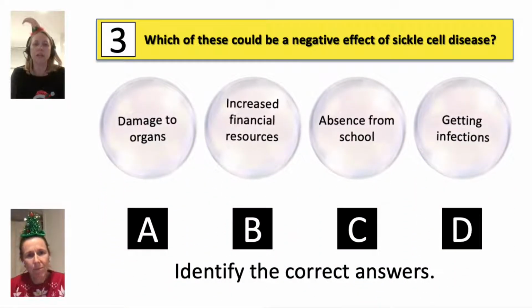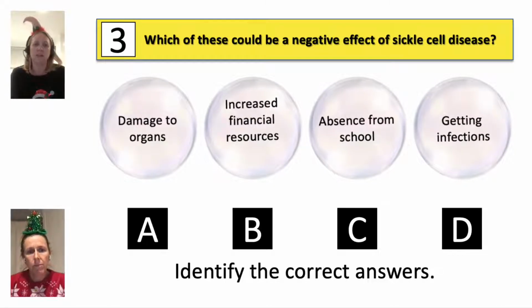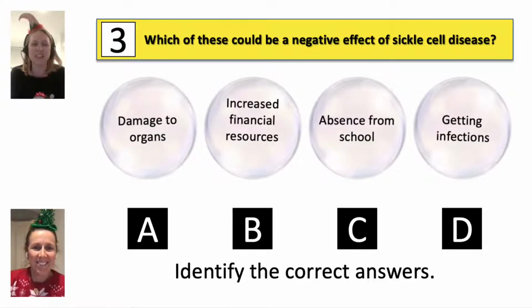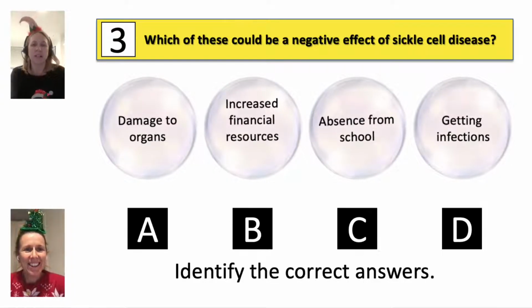Okay, so which of these could be a negative effect of sickle cell disease? Damage to organs, increased financial resources, absence from school, or getting infections. Which of these could be a negative effect of sickle cell disease? Let's remind ourselves about what it is.